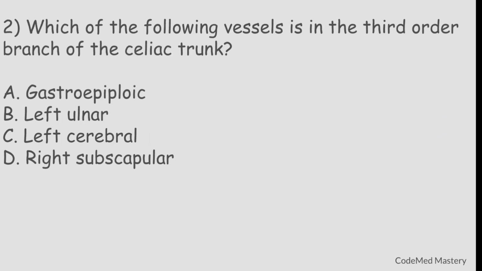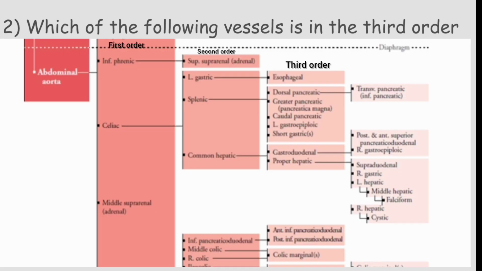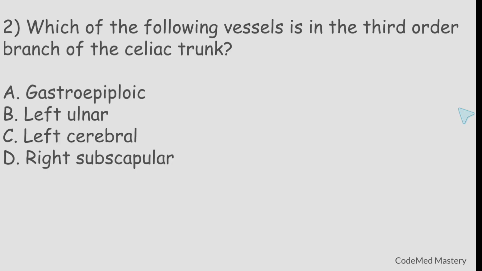Next question. Which of the following vessels is in the third order branch of the celiac trunk? Option A, gastroepiploic. Option B, left ulnar. Option C, left cerebral. Option D, right subscapular. You will find the answer for this in Appendix L of the CPT code books. Under vascular families, when you check the first order celiac, you can find gastroepiploic in the third order. So the right answer will be option A, gastroepiploic.